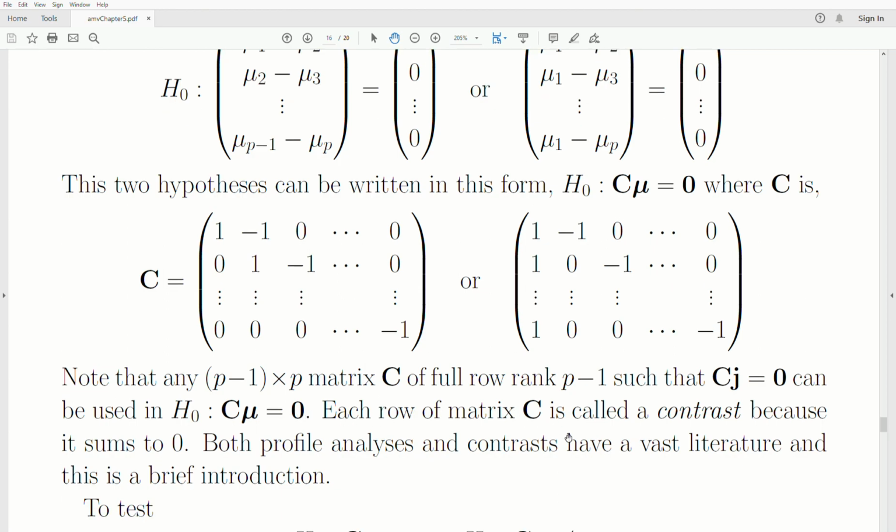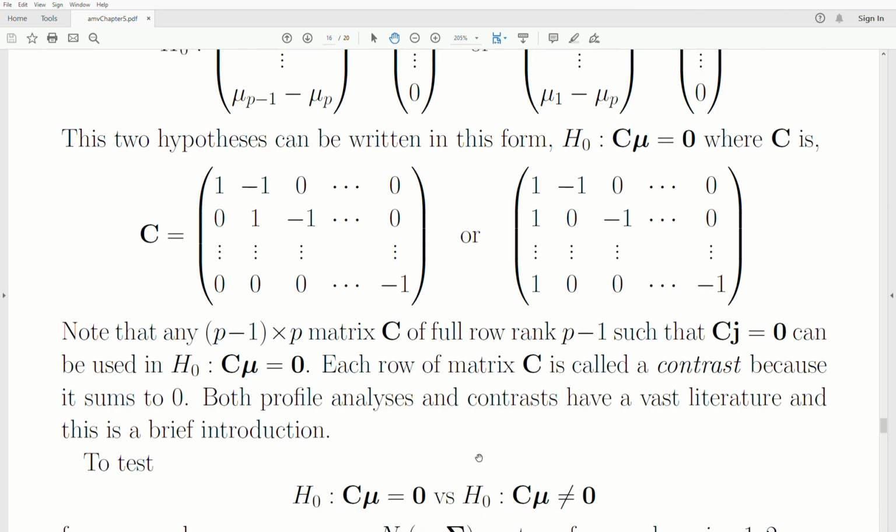Well, each row in the matrix C is called a contrast. It sums to 0. Now these are pretty simple, where it's either 1 or minus 1, but it doesn't have to be. It can have 2 and 3 and then minus 1, minus 1, minus 3. As long as they sum to 0, it's called a contrast. Both profile analysis, these types of hypotheses, and contrasts have a vast literature. And this is just a brief introduction.